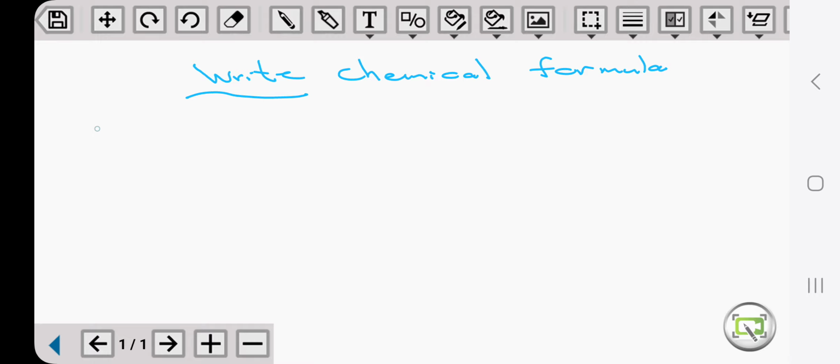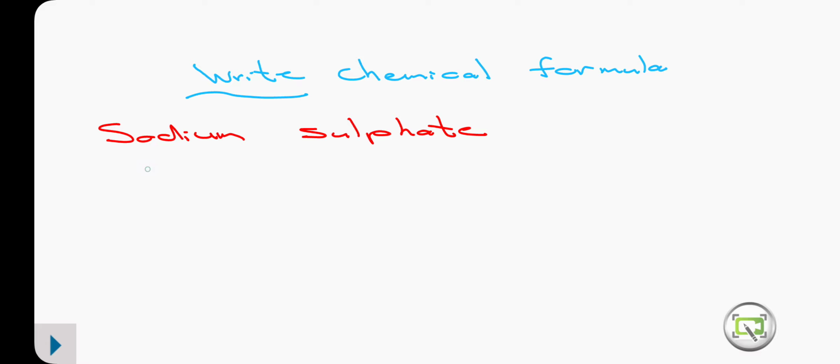For example, sodium sulfate. Now, first of all, sodium we can find on the periodic table. It is in group 1. So, if we go and write the formula for sodium, it will be Na.